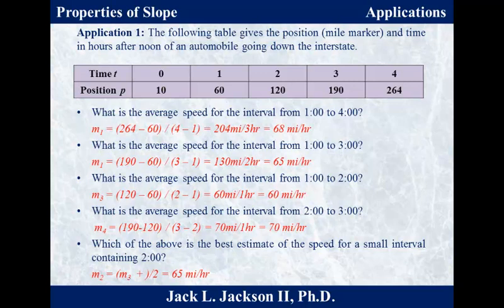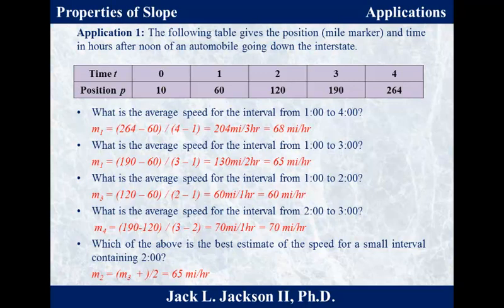So what's the average from 2 to 3? Well, that's 190 minus 120, which is 70 miles, and that's 3 minus 2, which is 1 hour. So 70 miles per hour is the average speed there. Now, which one of those would be the best estimate for say right at 2 o'clock? Okay, well, if you think about it, on the one hand, a smaller interval would be better.